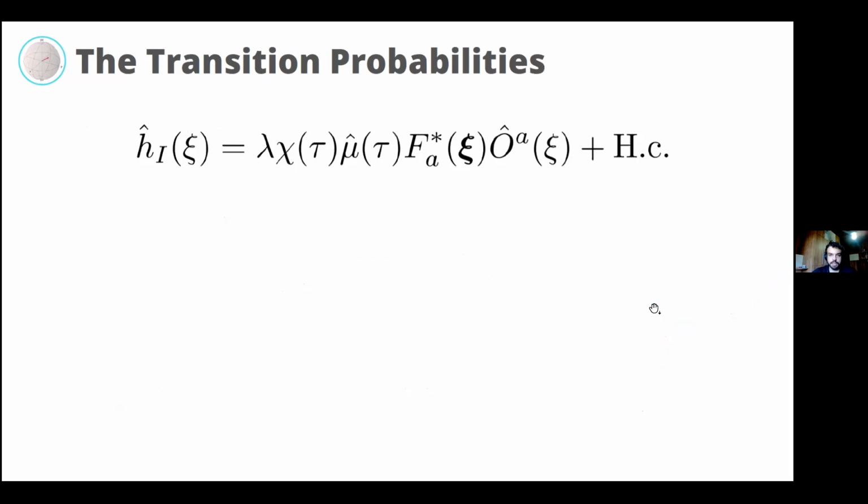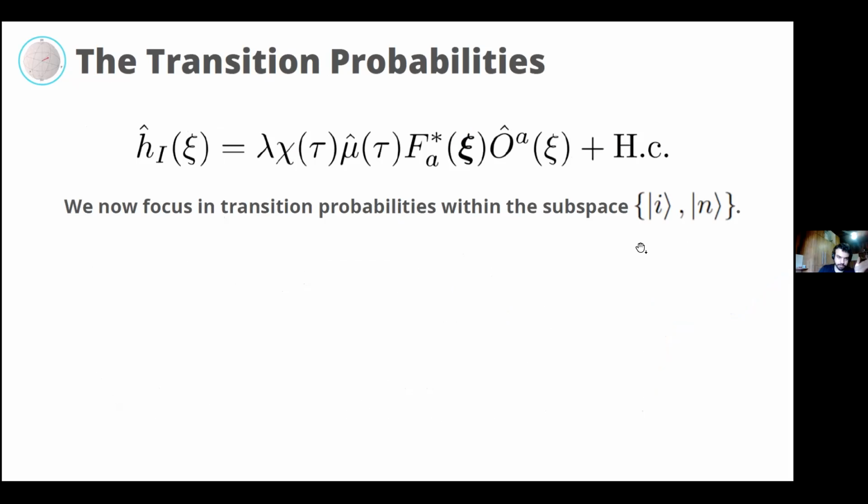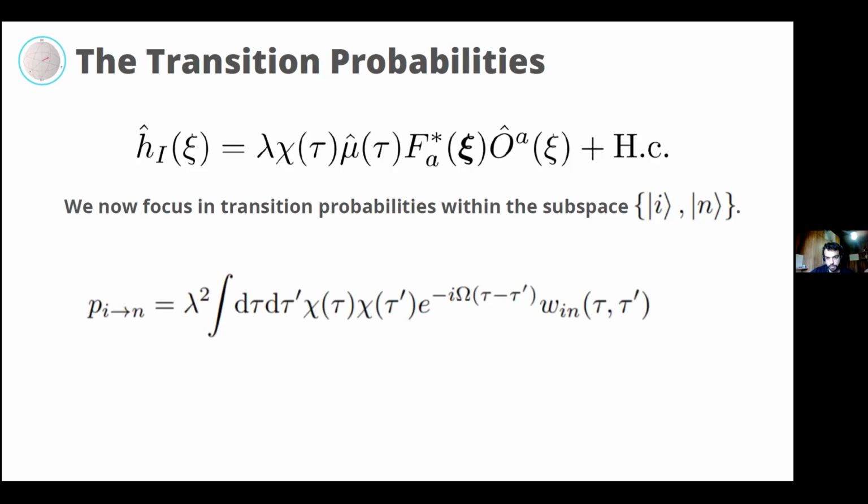So with this, this is the interaction Hamiltonian, and let's look at the transition probability, right? Before doing this, let's focus on a subspace of the big Hilbert space that we have defined along the trajectory. Well, maybe big, maybe small, doesn't matter. Point is, let's look at transitions from an initial state I to a final state n. And then it's possible to show that the transition probability will take this shape here, under these assumptions.